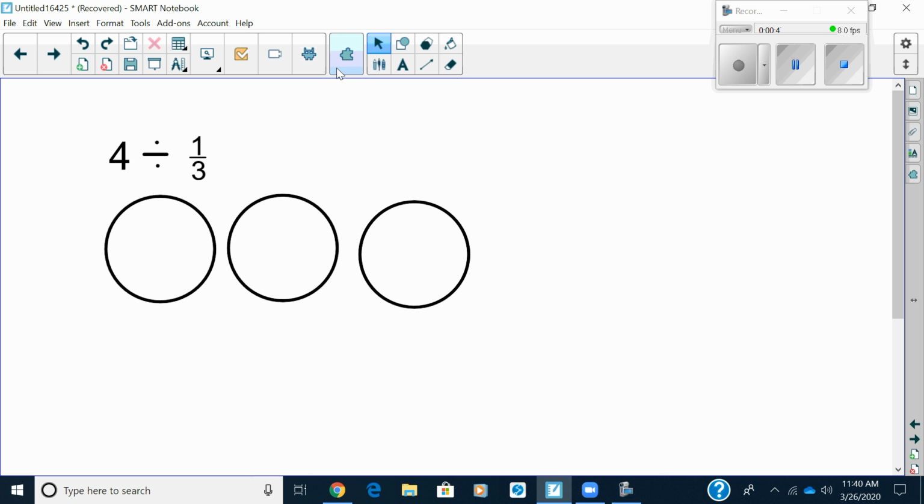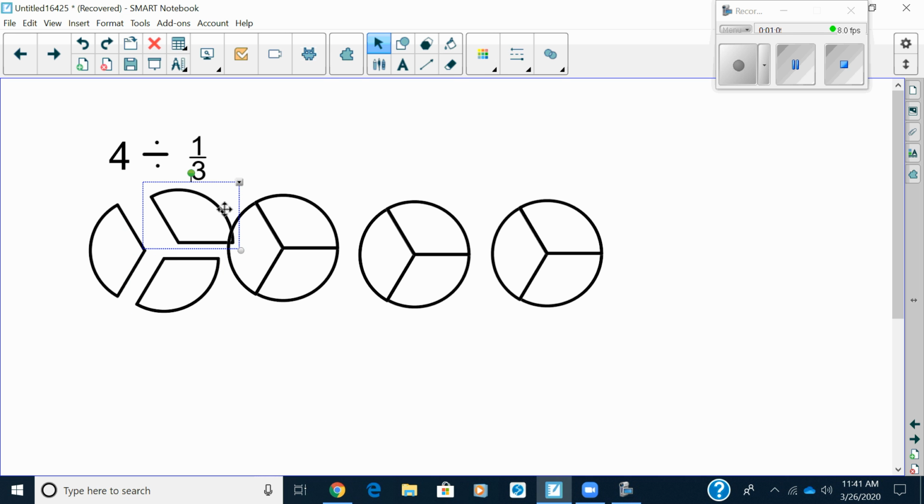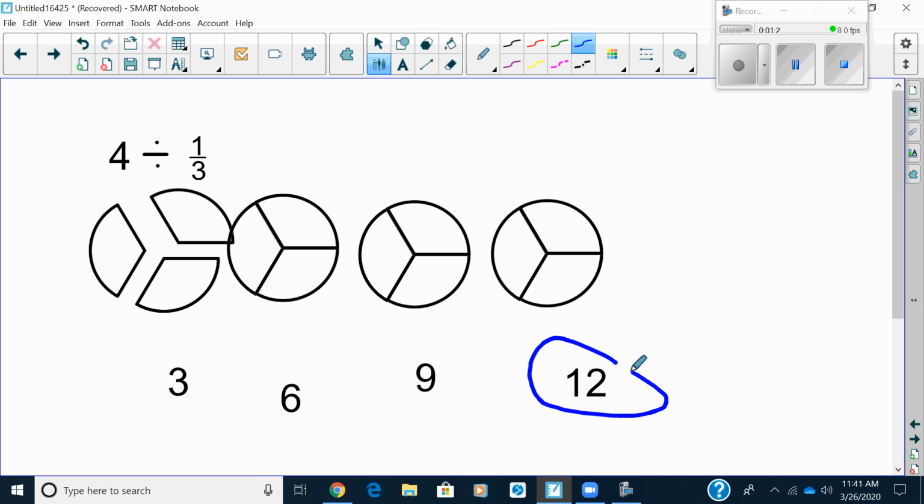So let's get another pie here. So we have 4 pies, 1, 2, 3, 4 of them. And we're going to divide them into piles or onto plates that have 1/3 of the pie on each plate. So I divided them into thirds. And the answer is 3, 6, 9, 12. Therefore, 4 divided by 1/3 equals 12.